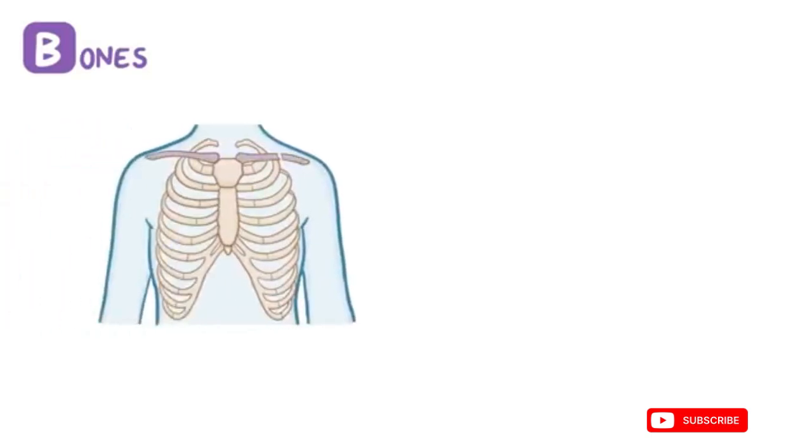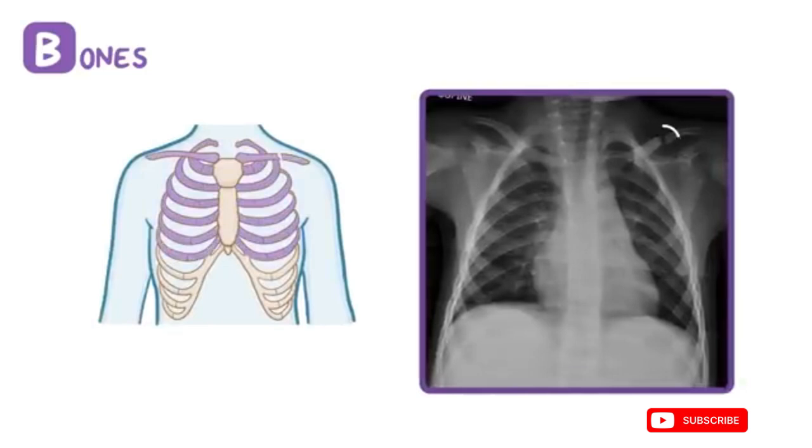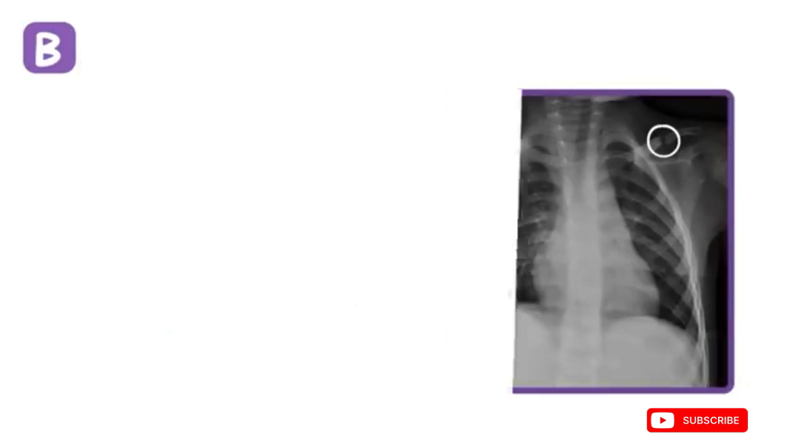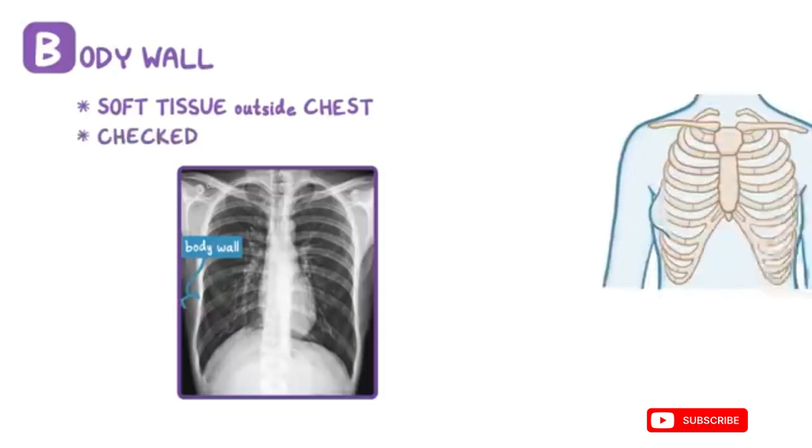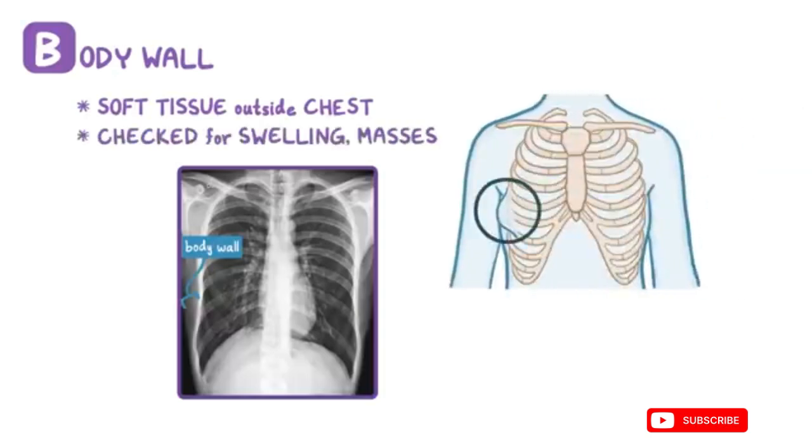B is for bones. Start by looking at both clavicles and all 12 pairs of ribs one at a time to make sure that there are no fractures, deformities, or missing bones. B is also for the body wall and soft tissues outside of the chest. This is an easily overlooked part of the chest X-ray, and it should be checked for swelling, masses, and other things.